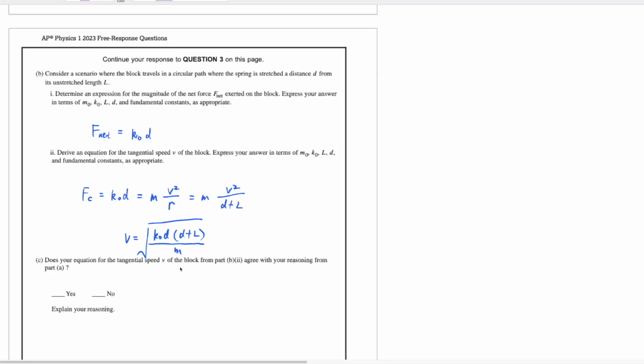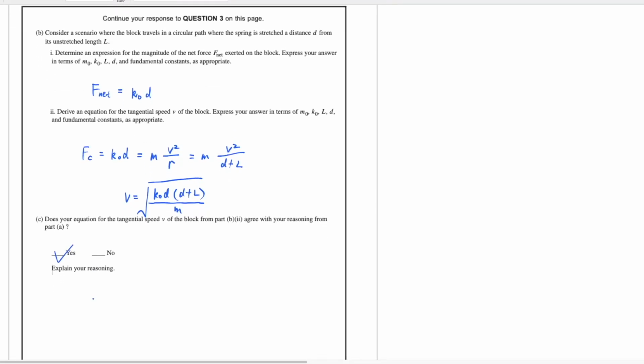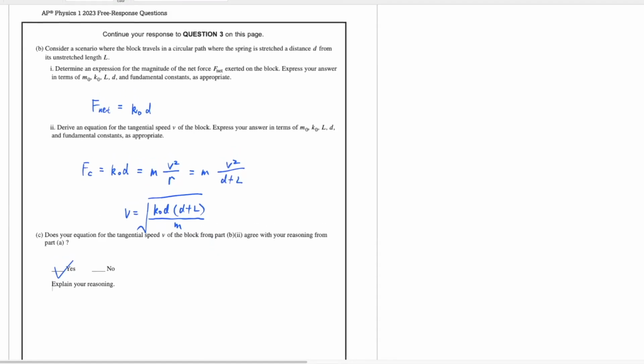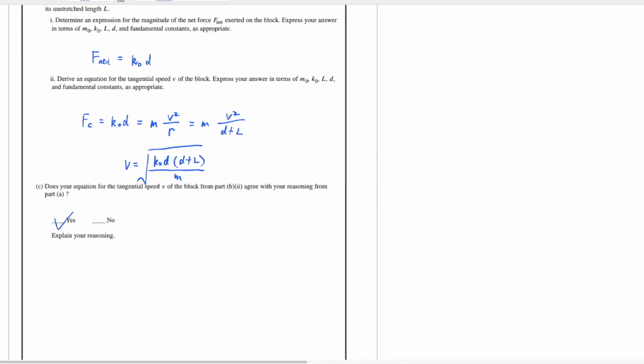Does your equation for the tangential speed of block from part B agree with your reasoning in part A? Yes. So I think we should say a little bit about the reasoning. So V is related to D, right? From this expression, the bigger the D, the bigger the top, and thus the bigger the inside radical. So after taking the square root, the V should also be bigger. I think that's the reasoning.